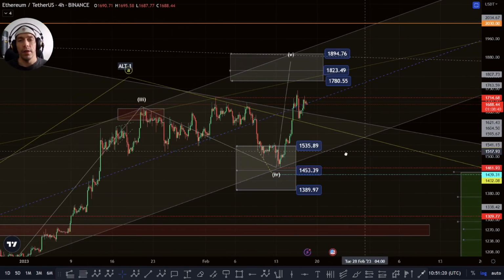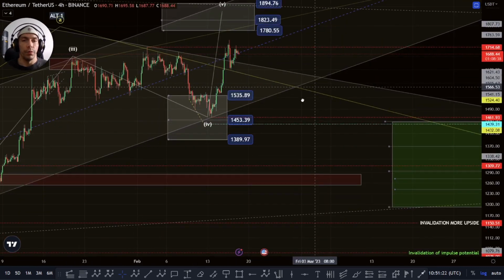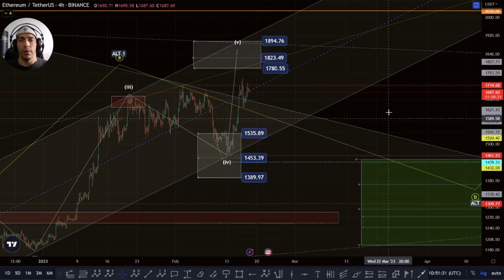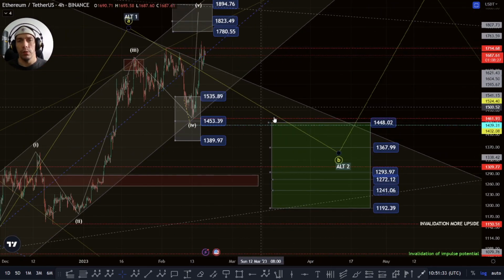Okay, so let's get into some of the options we're going to be talking about here. We have had this nice move up here, and we're going to be talking about whether we think there's potential to continue to push up with this move into this box area that we have here, or whether we could actually start to break down from here.